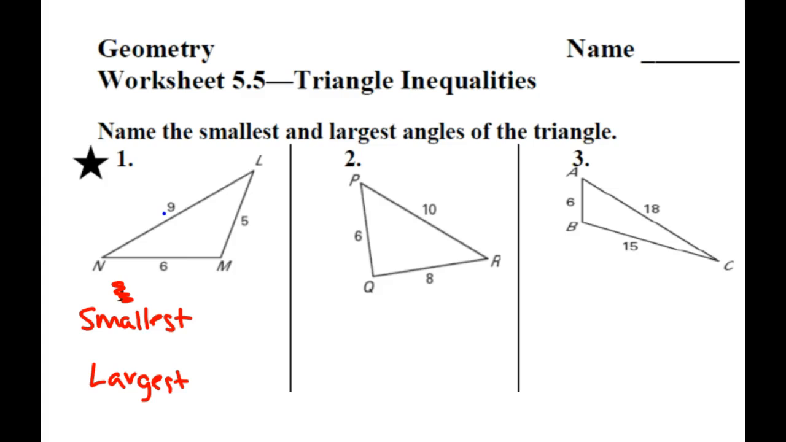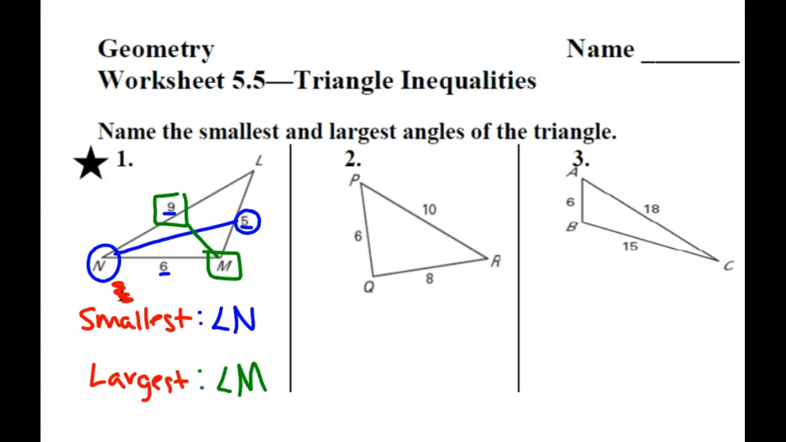So first thing we do is we look at our numbers that we're given for our lengths of our sides. To find the smallest angle, we look for the smallest side. Smallest side is 5, so the opposite angle of that side is our smallest angle. So angle N is our smallest angle. To do the largest angle, we look at our largest side, go across from that, the opposite of it. That's our largest angle, angle M.